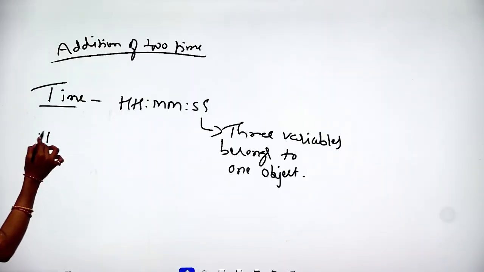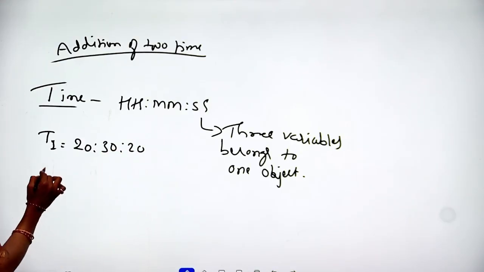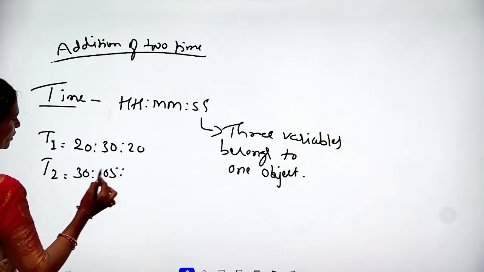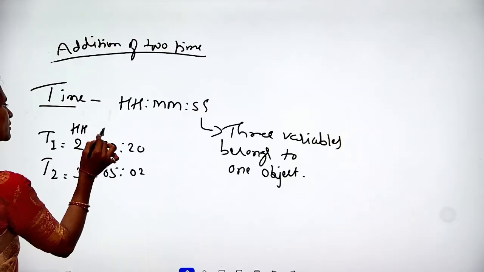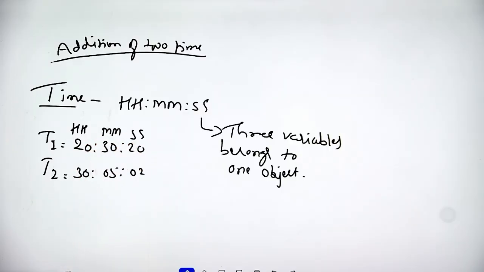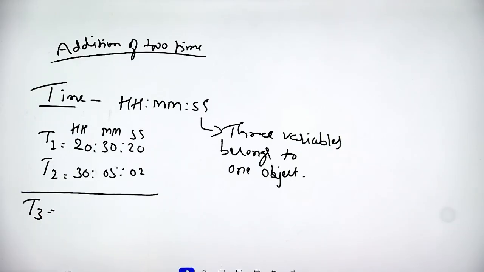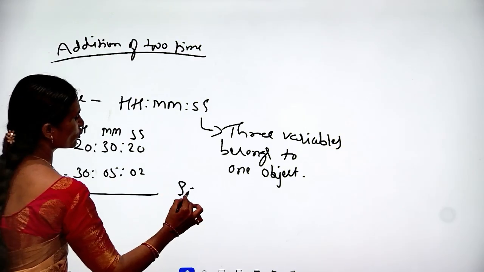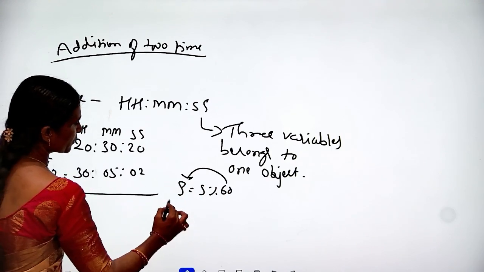So if I read a time T1 as 20 hours, 30 minutes, 20 seconds, and time T2 as 30 hours, 5 minutes and 2 seconds, this represents hour, this represents minute and this represents second. To calculate T3, you have to calculate the seconds: second is equal to second mod 60. Then that will convert into the minute. At present here it is not.